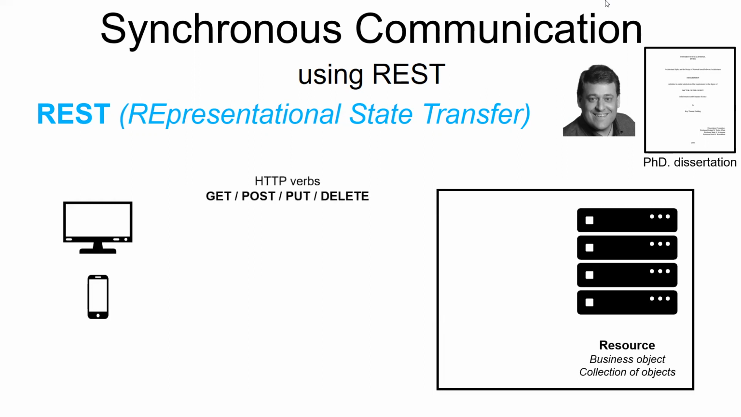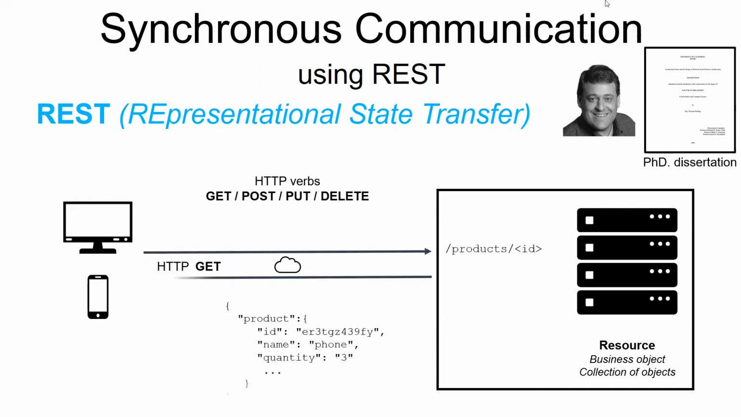REST uses the HTTP verbs for manipulating resources, which are referenced using a URL. For example, a GET request returns the representation of a resource, which is often in the form of a JSON object or an XML document, although other formats such as binary can be used. And the other verbs are: the POST request, which creates a new resource, the PUT request, which updates a resource, and the DELETE request, which deletes it.